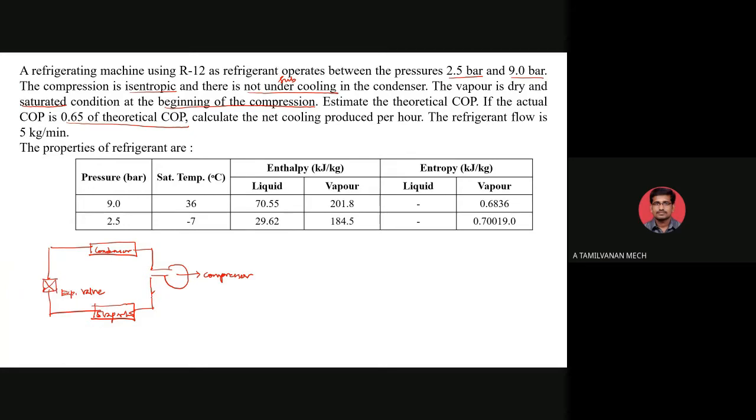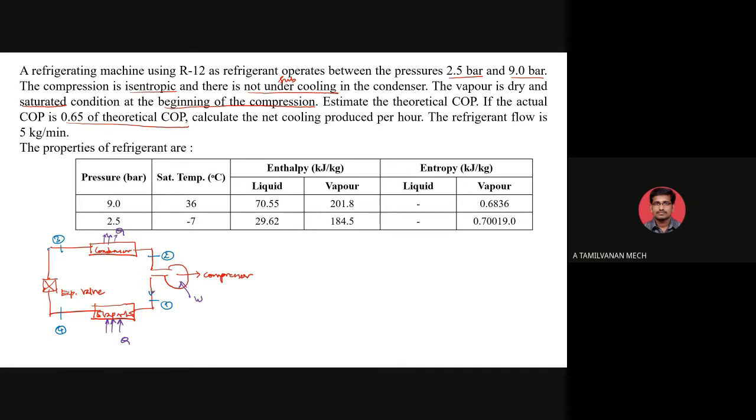Let us assume the vapor entering the compressor, or the vapor leaving the evaporator, is point one. The vapor leaving the compressor is point two, which is the inlet of the condenser. Point three is the liquid leaving the condenser. Point four is after the expansion valve. In the evaporator, heat is absorbed from the medium. In the condenser, heat is liberated to the atmosphere. In the compressor, some work is given. So this is a representation of the simple vapor compression system.